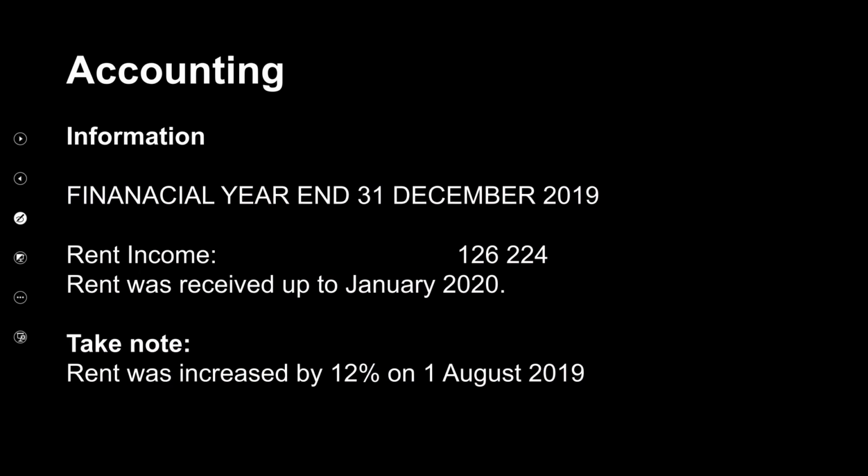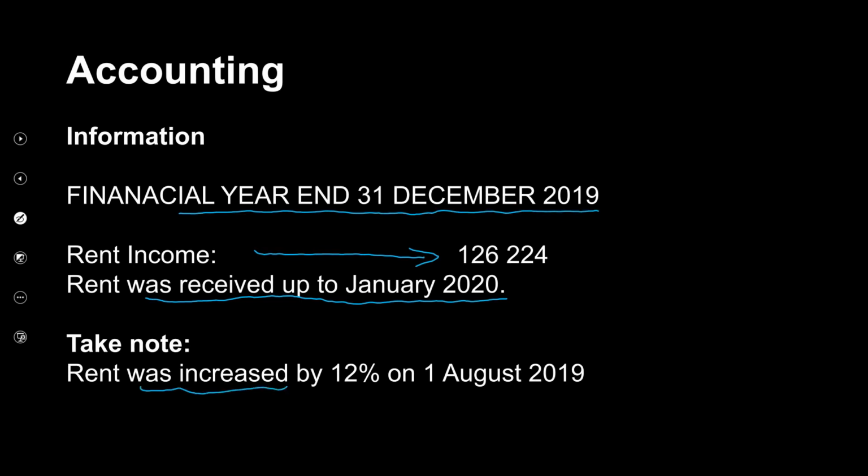Okay, here's the information that we have. We are told that the rent income was received up to January 2020, right? Take into account that the trial balance figure is 126,224. Your financial year ends on the 31st of December 2019. You are told that the rent was increased by 12% on the 1st of August 2019.